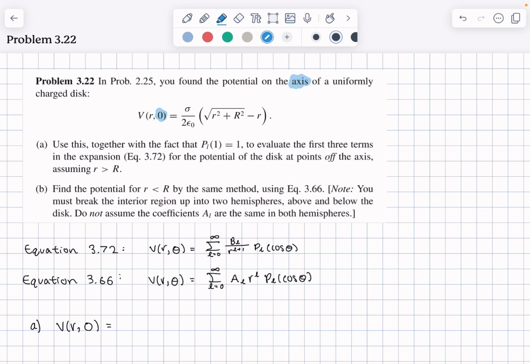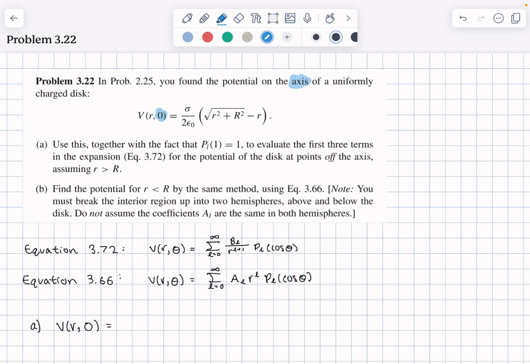So in part A we want to use this together with the fact that the Legendre polynomial of 1 equals 1 to evaluate the first three terms in the expansion of equation 3.72, which I have below, for the potential on the disk at points off the axis, assuming that r is greater than our radius. And in part B we'll do the same, but for r less than our radius, using equation 3.66, which I also have below.